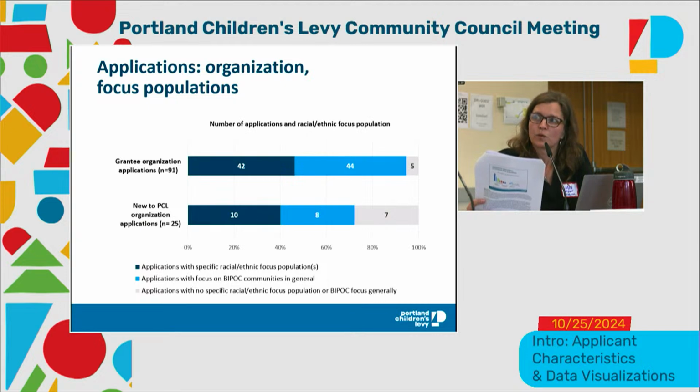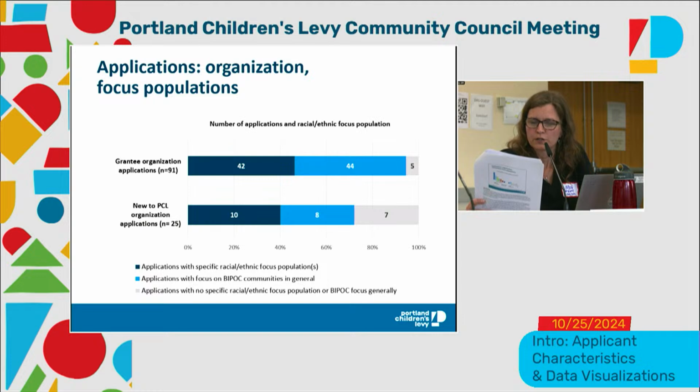There were 91 applications from organizations that already had a levy grant and either wanted us to continue funding it or they wanted us to fund a different program at their agency. And the bottom bar tells you there were 25 applications from organizations that were new to levy funding or didn't have levy funding at the time that they applied.